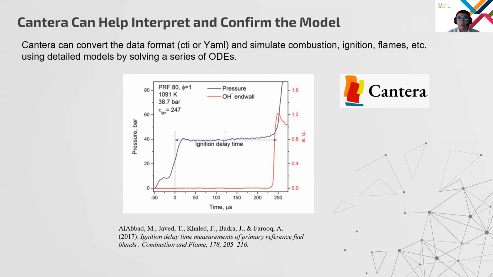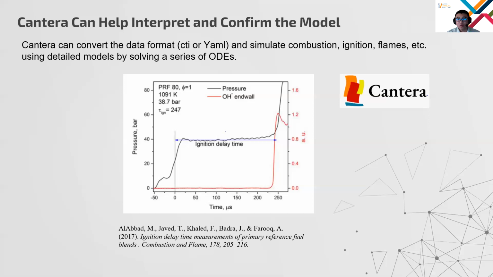Cantera can convert the CHEMKIN file format to CTI or YAML format, because CHEMKIN is too old and it's easy to introduce a lot of syntax errors. By converting to the new data format, we can get rid of these errors. Also, we can arrange the data in a better way. And after we have the Cantera input file, we can simulate combustion, ignition, flames, or other physical processes in Cantera using our detailed kinetic models by solving a series of ordinary differential equations.